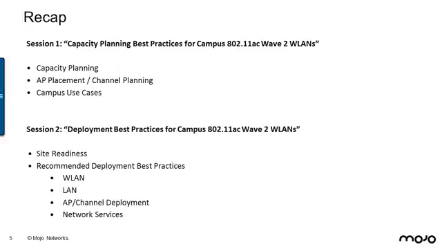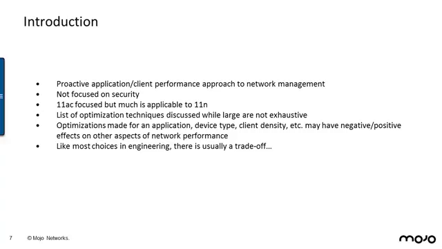In session 2, we talked about site readiness. We put together a little checklist to make sure that before you do a truck roll or have a team of deployment specialists visit a site, you have everything that you need to make sure that the deployment goes well. Then we went through wireless LAN deployment best practices, followed by LAN deployment best practices, and then AP channel deployment and network services best practices. If you haven't seen those, we welcome you to get them on demand, and I think you'll find those useful.